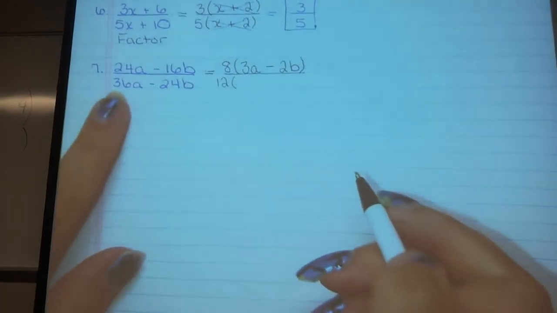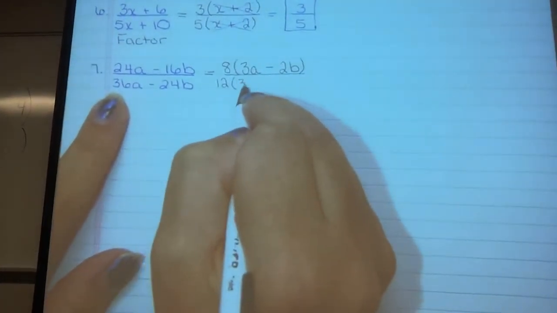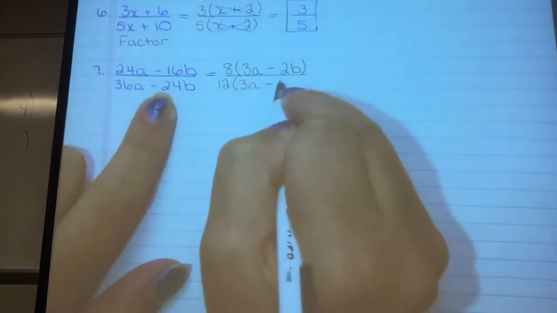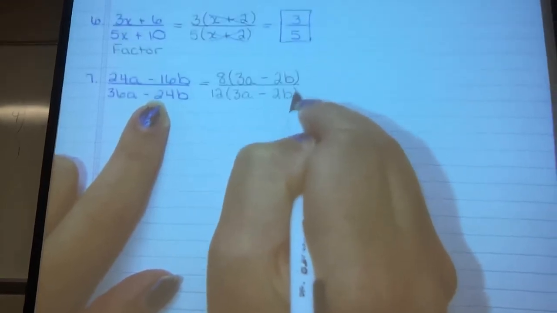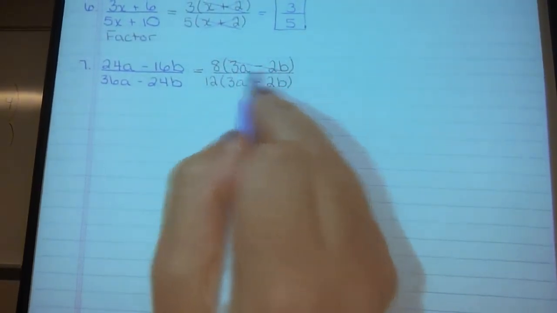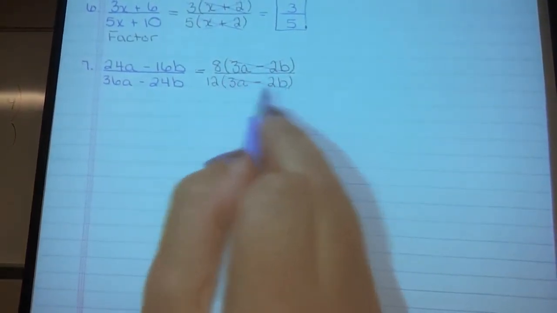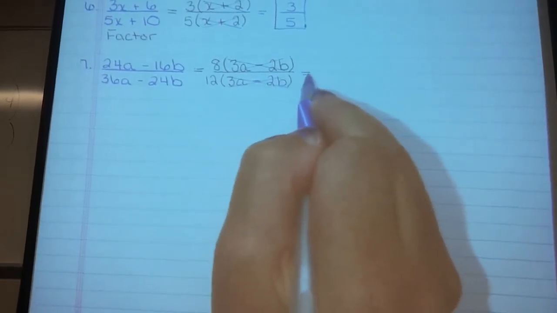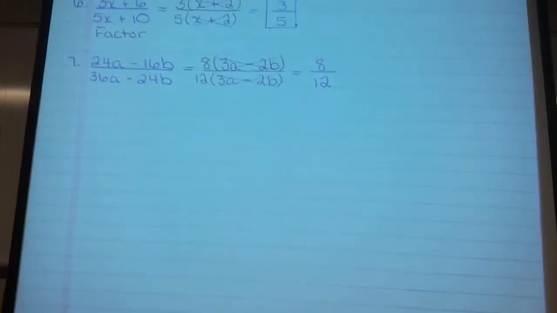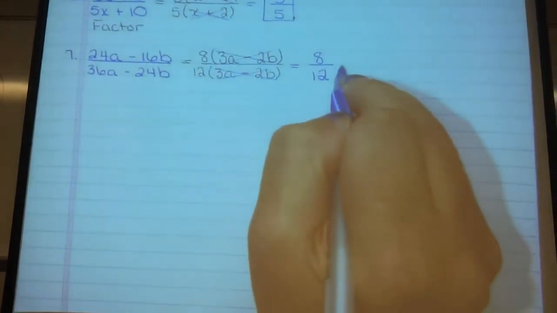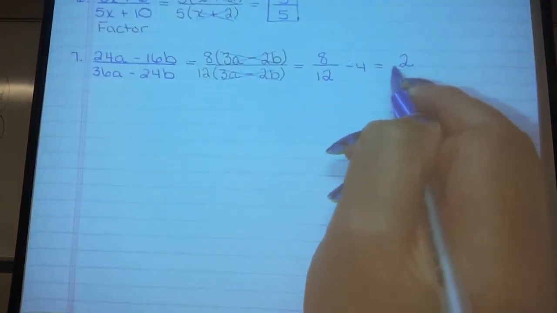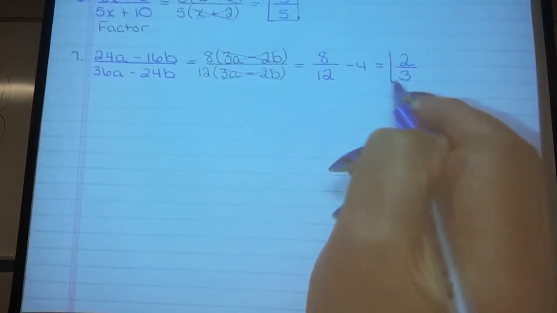So 12 goes into 36 3 times, bring down your A. Minus 12 goes into 24 2 times, bring down your B. Oh, look at that. They're the same, and then you can reduce once you cross those out. So these are the same, so they're going to cancel. The only thing I don't like about this section is it's so messy. And you're left with 8 over 12. What number could go into both of those? 4. So I could divide by 4. On top, I'm going to get 2, and on bottom, 3.